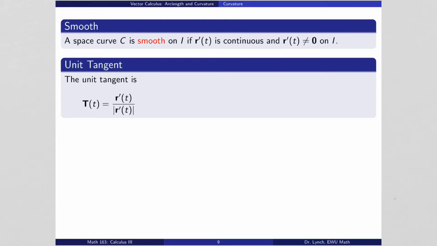Also a reminder that the unit tangent is given by the derivative r vector prime of t divided by its magnitude. So this is a unit vector that tells us the direction in which the curve is changing. So our intuition about curvature is to try to measure how fast that unit tangent changes in time. And we'll go ahead and parameterize with respect to arc length here.